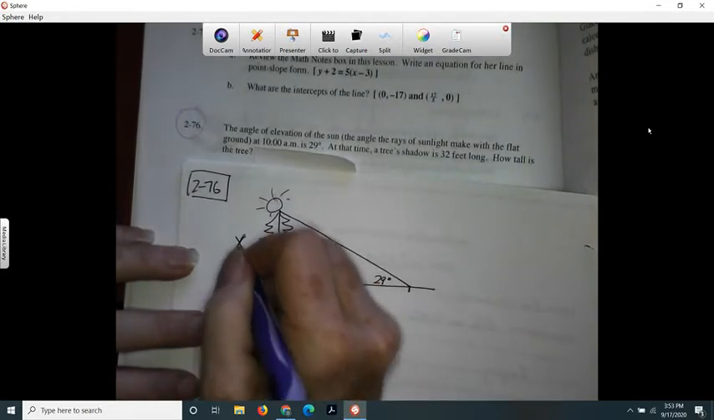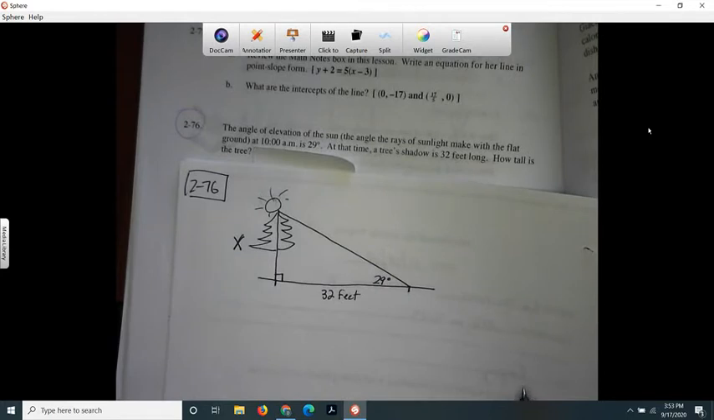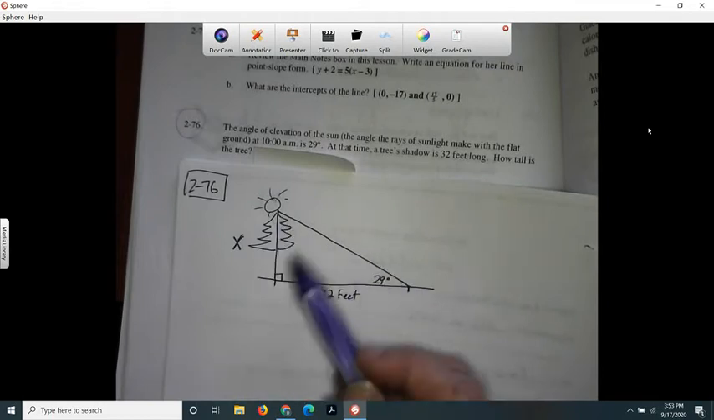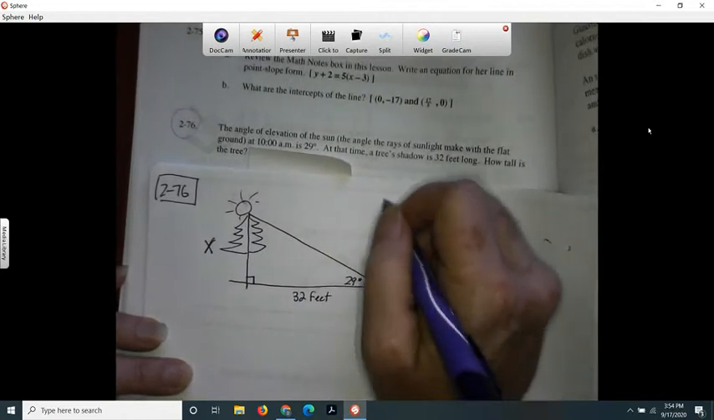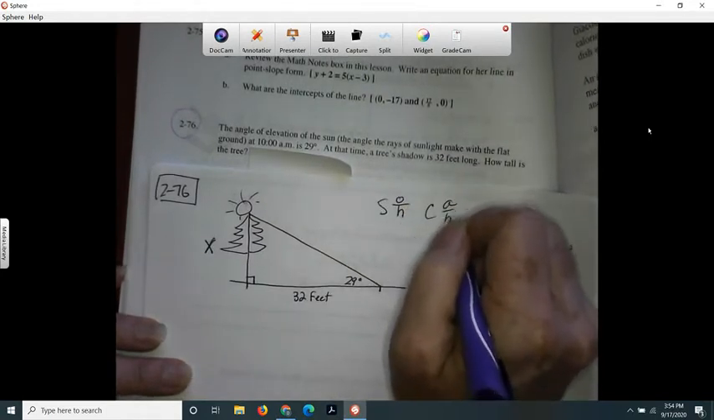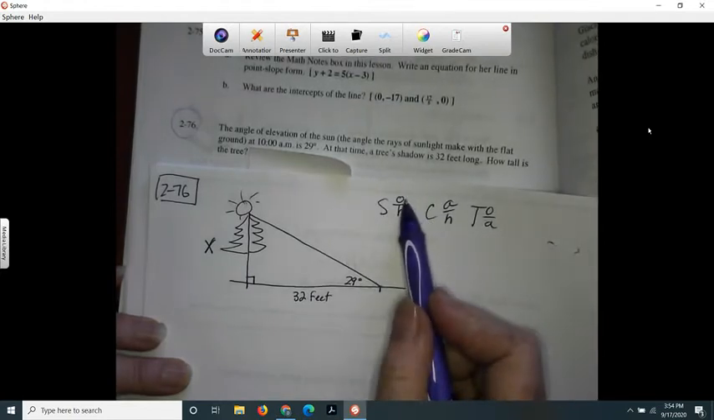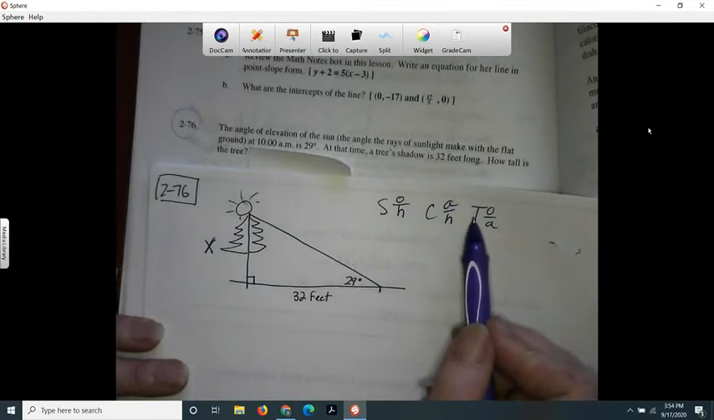Okay, and this is a right angle. So this is a classic problem. You'll see these all the time. You just have to carefully read it so that you can get your triangle drawn. And now I'm just going to use my SOHCAHTOA on it. Sine is opposite over hypotenuse, cosine is adjacent over hypotenuse, and tangent is opposite over adjacent.